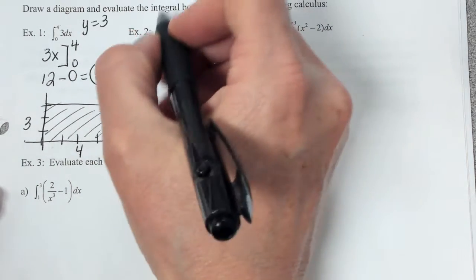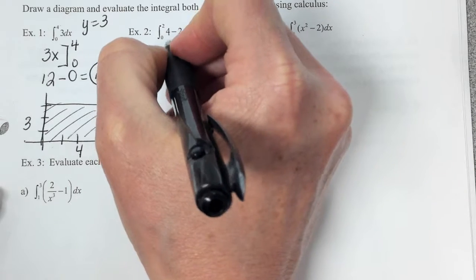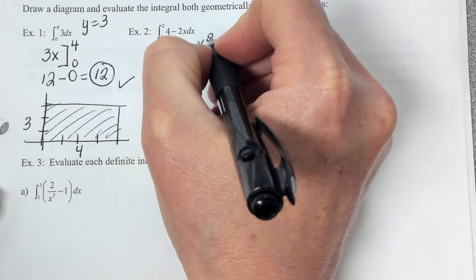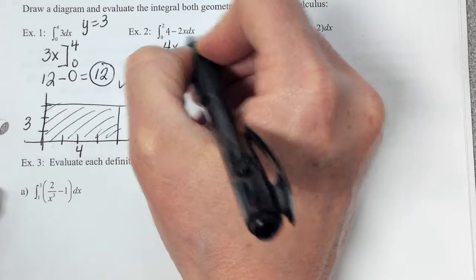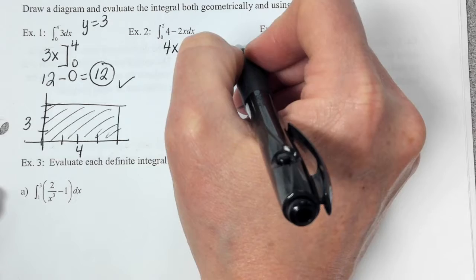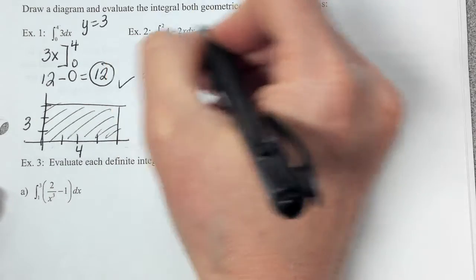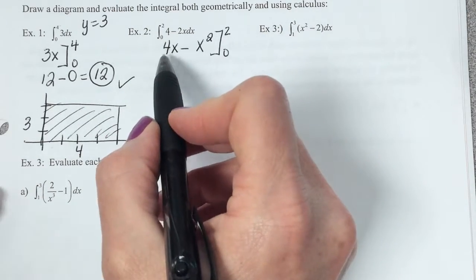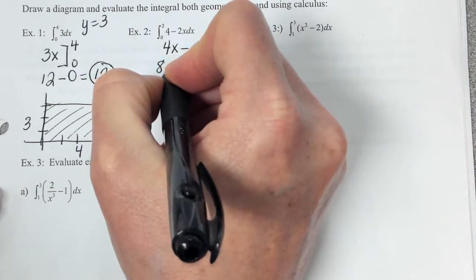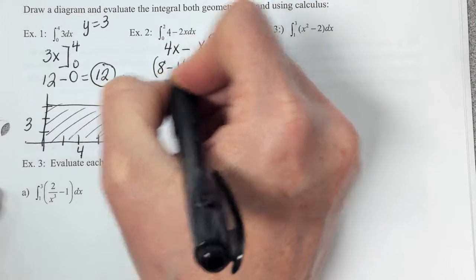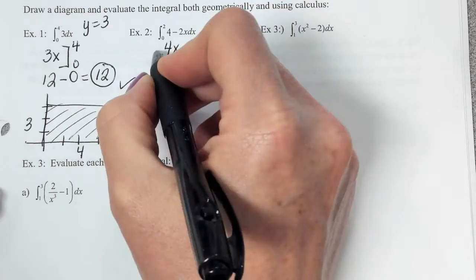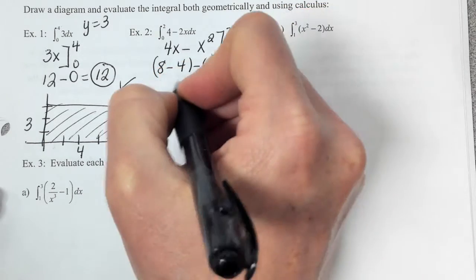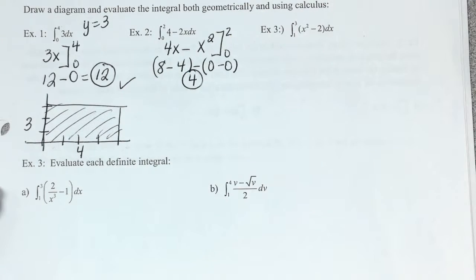On example 2, we're going to integrate this. So the integral of 4 is 4x. The integral of 2x, I would add 1 to my exponent and then divide by that. Well, 2 over 2 is just going to be 1. And so now I'm going to be having a 2 and a 0. I plug in the top number. 4 times 2 is 8, minus 2 squared is 4, and then minus whatever I get when I plug in 0. 4 times 0 is 0. 0 squared is 0. And so that's, of course, going to give us 4.